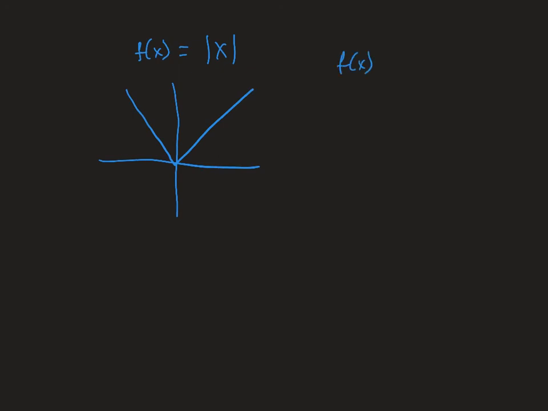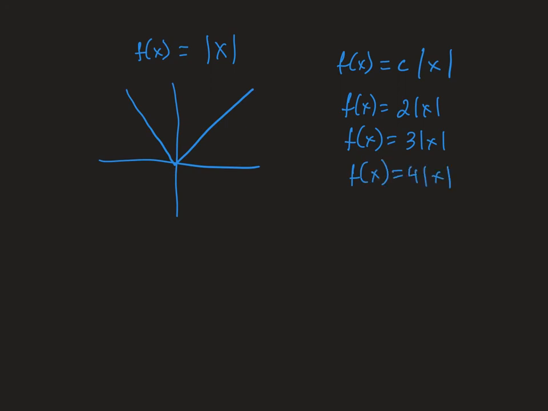In this case, you would have some constant multiplying the absolute value of x. The higher the constant, the skinnier this function will get. The closer that constant is to 0, the wider this function will get. So, for example, if I had function 2 absolute value of x, and then another function 3 absolute value of x, and another one 4 absolute value of x, and I wanted to draw them all on the same graph.